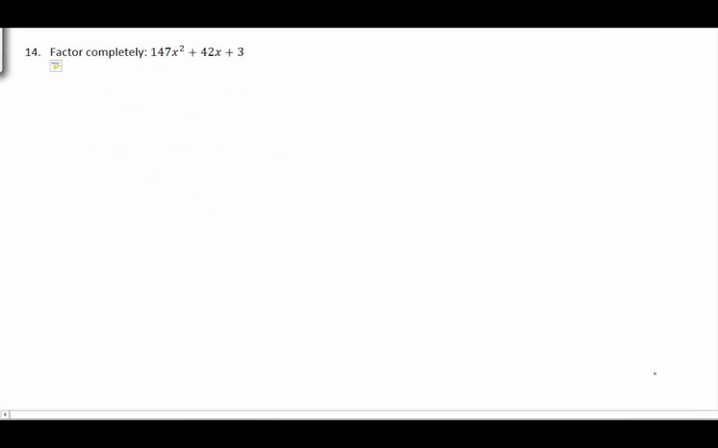Number 14 is another factoring, and the first step should always be, what do they have in common? These have a 3 in common. This leaves me with 49x squared plus 14x plus 1.